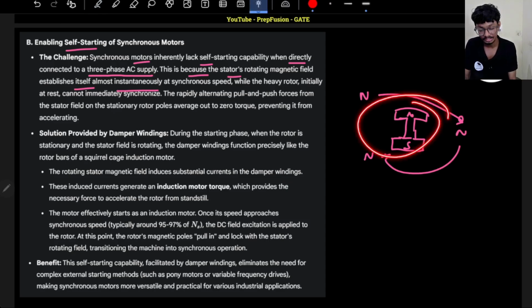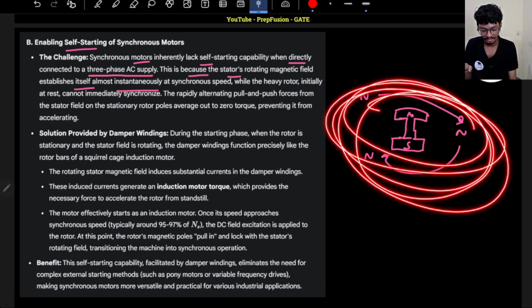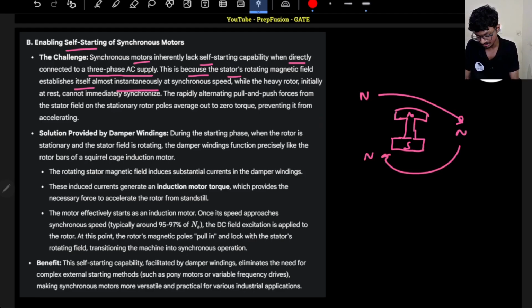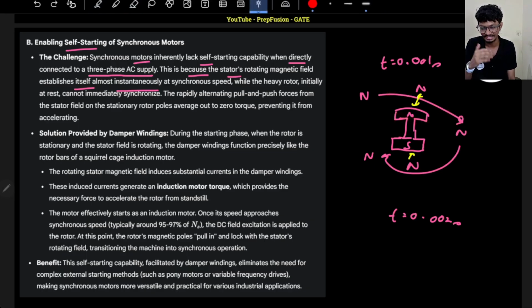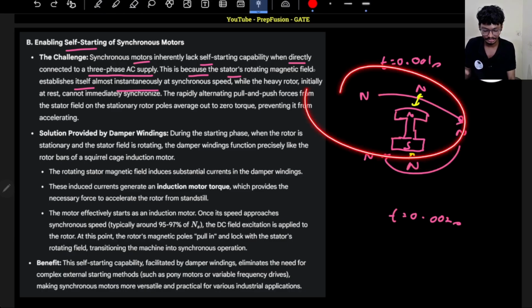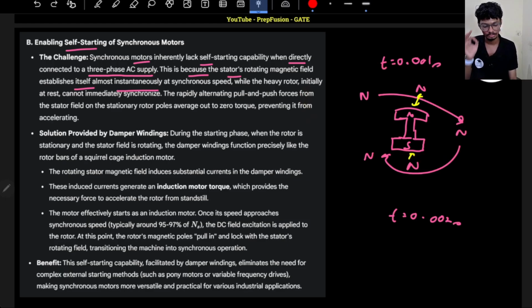So the average torque during starting, when the rotor is at rest, will be 0, because the north pole is moving so fast that it is not able to match with the south pole. Let's say at t equals 0.001 second the north pole is here, then at t equals 0.002 seconds the north pole is here. So here what kind of torque am I getting? Repulsion torque. Here I'm getting attraction torque. Here I'm getting repulsion torque. That is the problem. For half a time period it is getting attraction torque, for the other half it is getting repulsion torque. So net torque is 0. That's why there is no inherent starting property in synchronous machines.